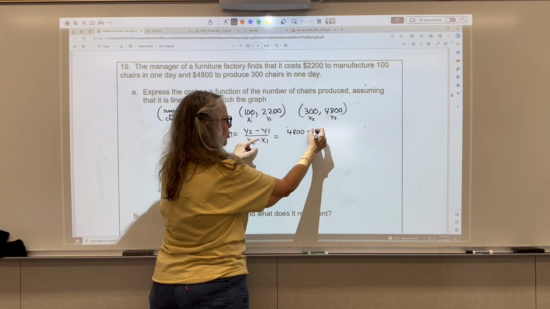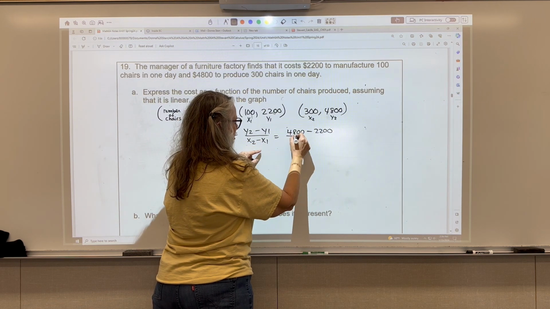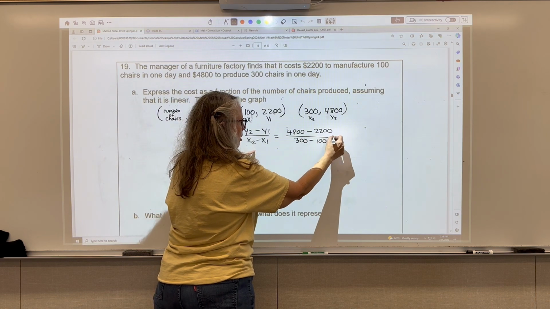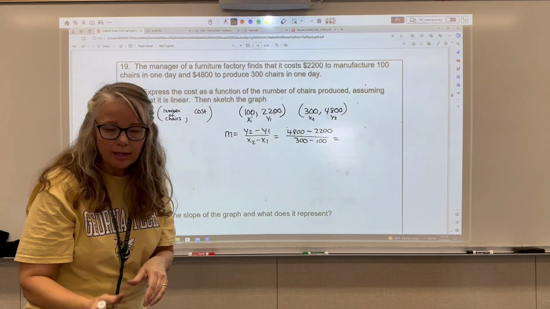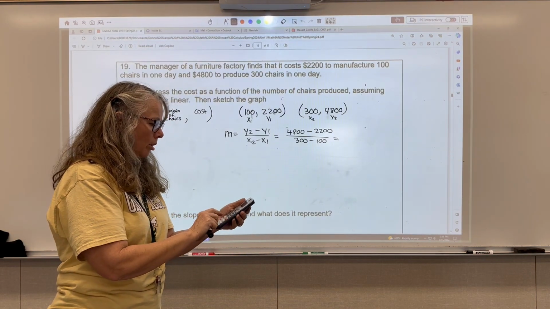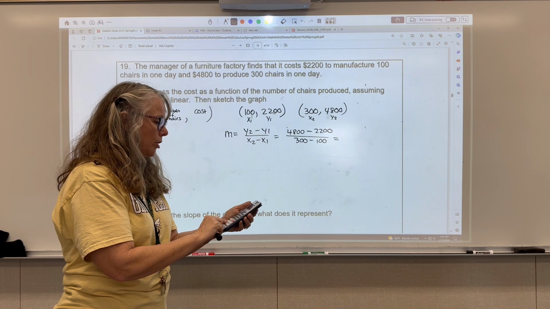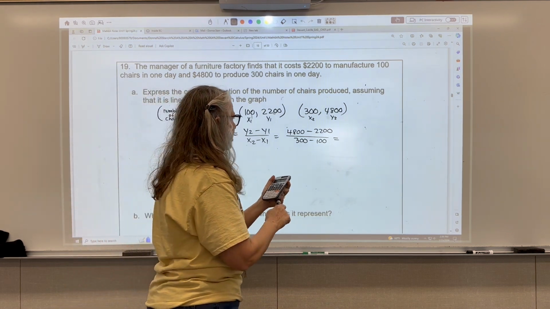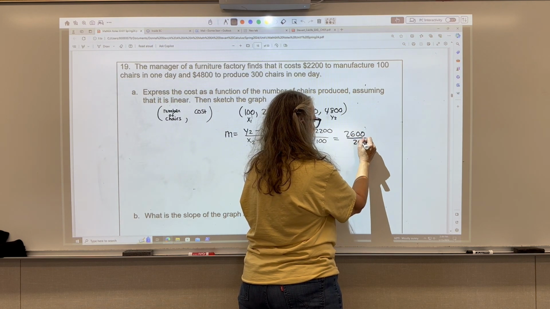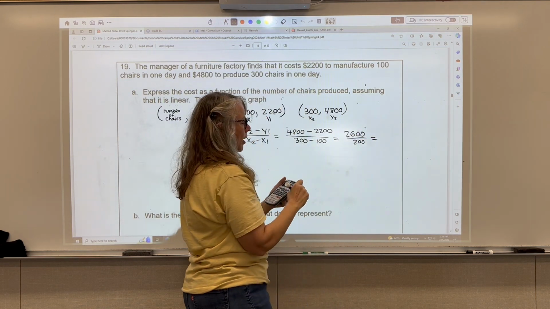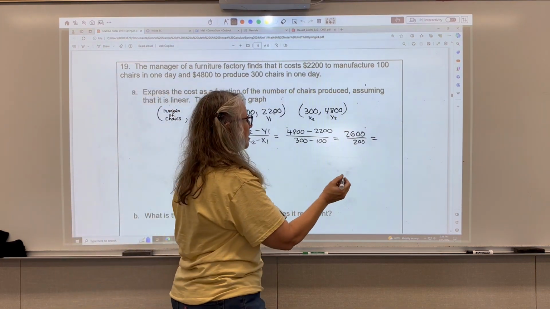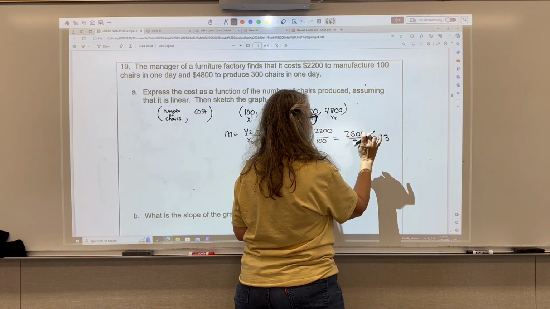4,800 minus 2,200, and x2 is 300 minus 100. And so now I'm glad that I did get that calculator out earlier. So 4,800 take away 2,200, 2,600 over 200, right? 300 take away 100 is 200. So when I divide that by 200, I get 13. So the slope is 13.